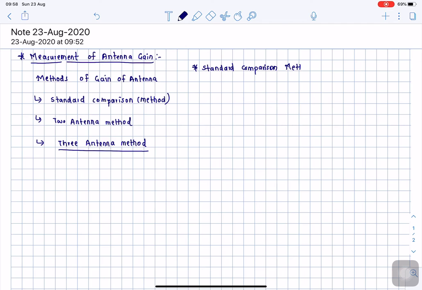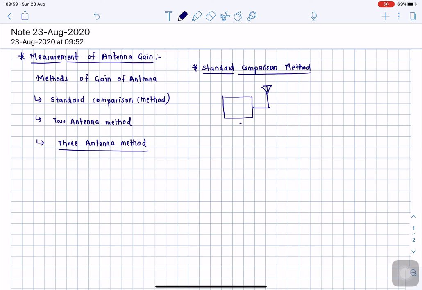In the standard comparison method, we take an antenna whose gain is already known to us, and we treat it as a standard antenna. We establish a relationship between it and our test antenna whose gain we want to measure. This test antenna is used in receiving mode. So here is a block diagram of our standard antenna system.